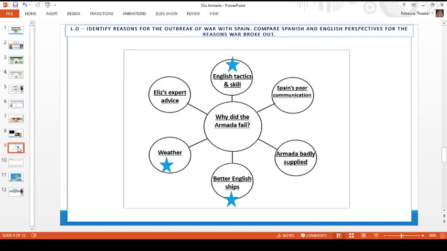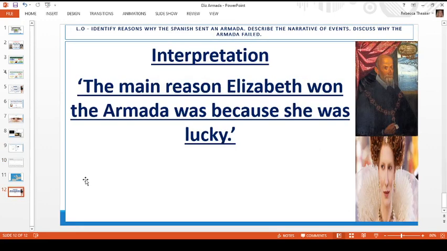So hopefully you've been able to fill this mind map full of loads of different reasons as to why the Armada lost, and this should help you think about this interpretation. This is debated by historians quite a lot. Did Elizabeth win the Armada because she was skilled, or did she win it because she got lucky? So you tell me, do you agree with this interpretation? I think the main reason Elizabeth won the Armada was because she was lucky. Do you agree, or do you think actually it was because of skill?